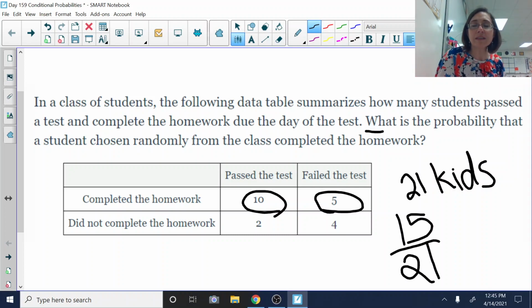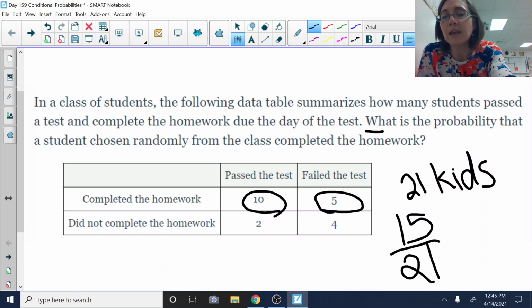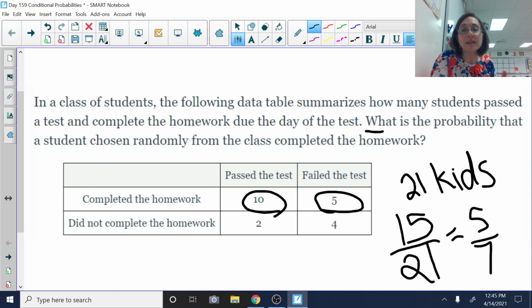If we want this as a fraction, it would be nice to reduce it. Those are reducible by 3s, so I could call that 5/7 of the kids. If you want that in percent form, we often give probabilities as percents. You could change that into a percent, so we'd be at roughly 71.4% as the percentage rate of completing the homework.